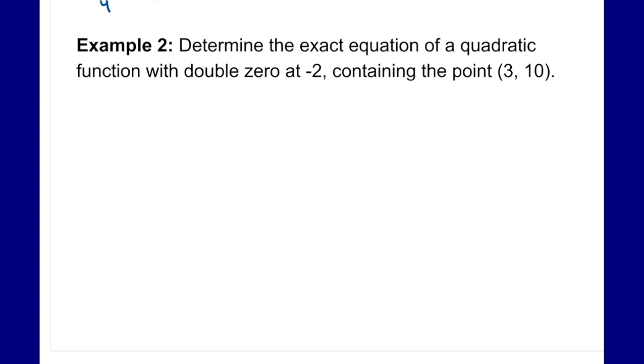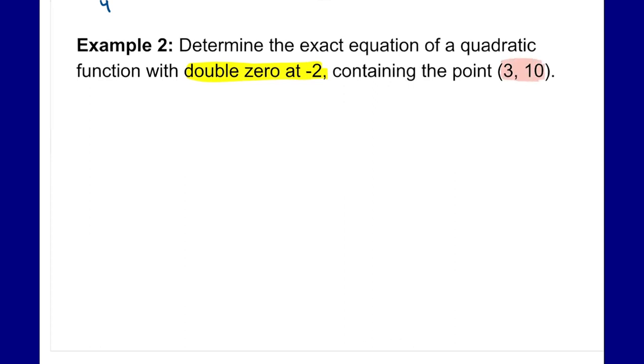Again, same idea. We're going to go through this. Given our zeros, we're going to plug them into our factored form and then solve with the point for the a value. So here, it says determine the exact equation of the quadratic function with a double zero at negative 2 and the point (3, 10).